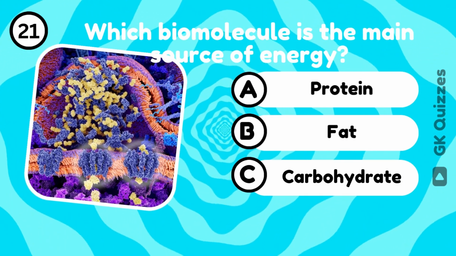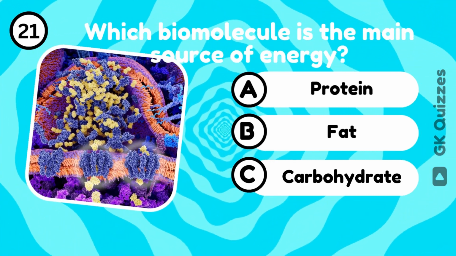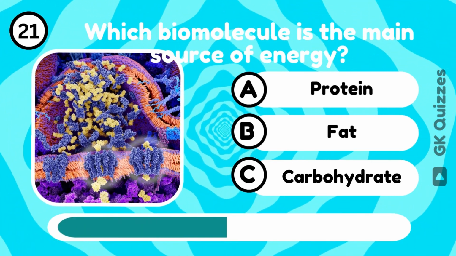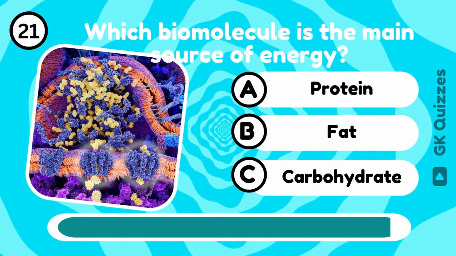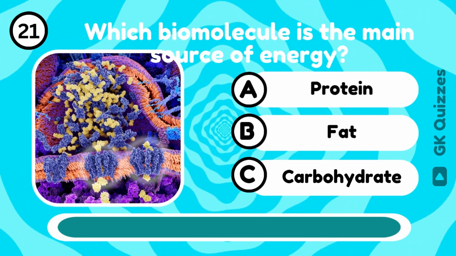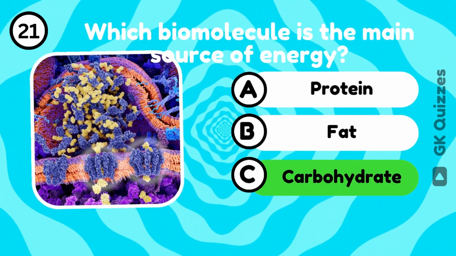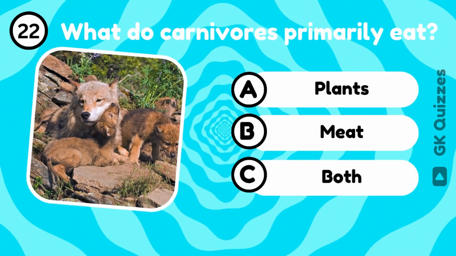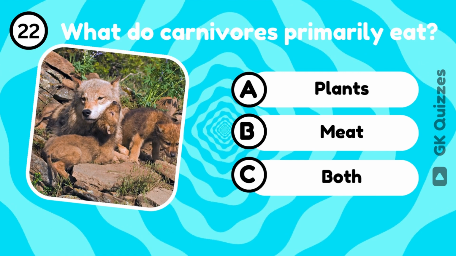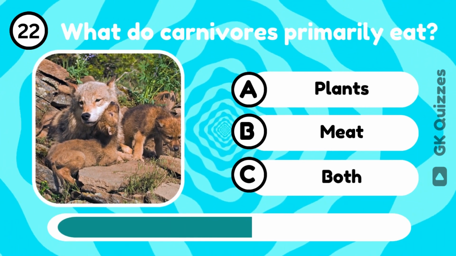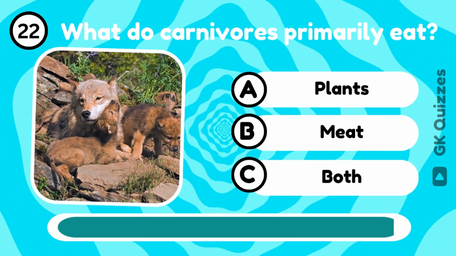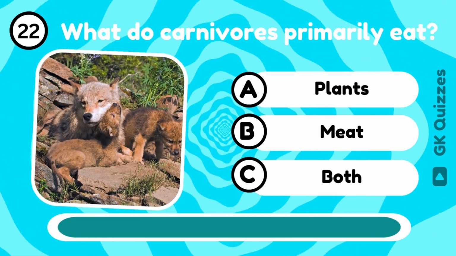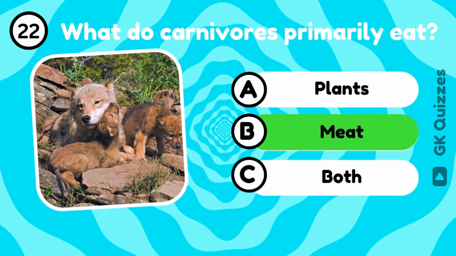Which biomolecule is the main source of energy? Protein, fat, or carbohydrate? The correct is carbohydrate. What do carnivores primarily eat? Plants, meat, or both? The correct is meat.